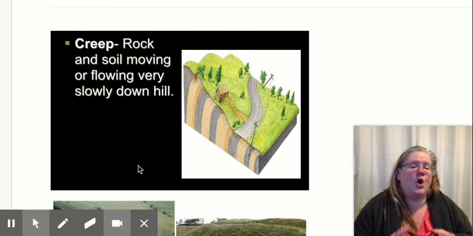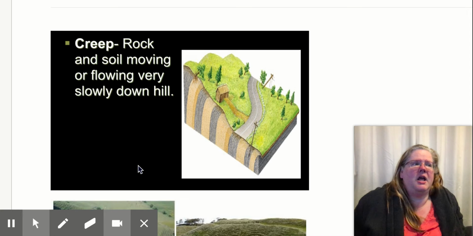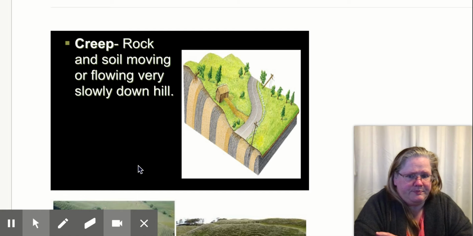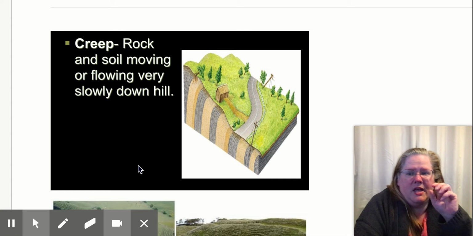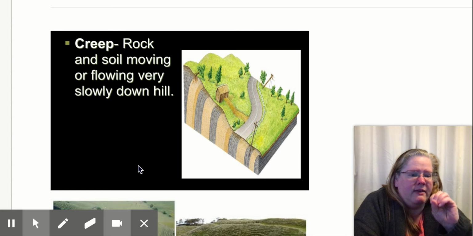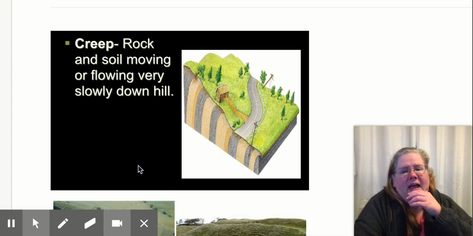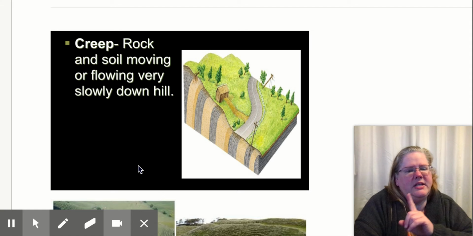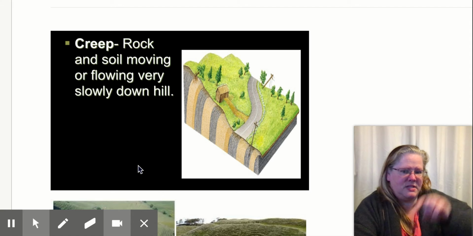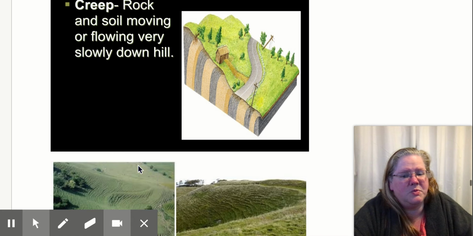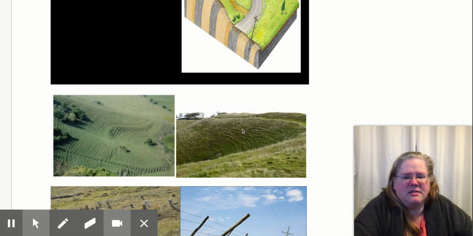All right, the slow moving one. Now this one you're probably not going to notice it's happening, but you can see the effects of it. Soil creep is rock and soil moving or flowing very slowly down the hillside. And trees will always try and grow up towards the sun, right? So you'll be able to tell if there's creep happening on a hill because you will see it. And you'll notice that unlike the slump, this has little rivets on it, and we can tell it's slowly creeping downhill.